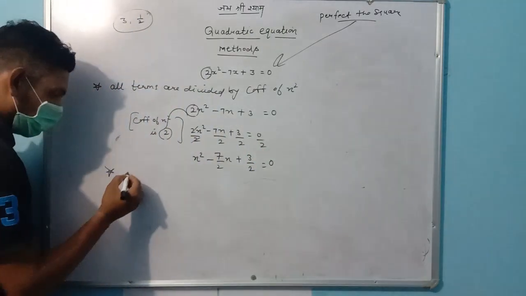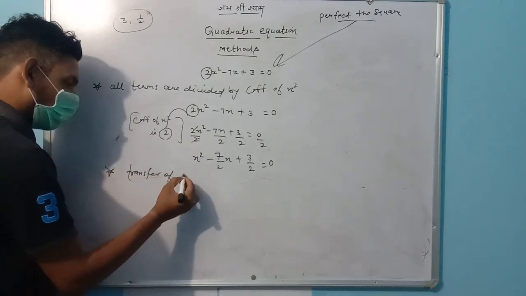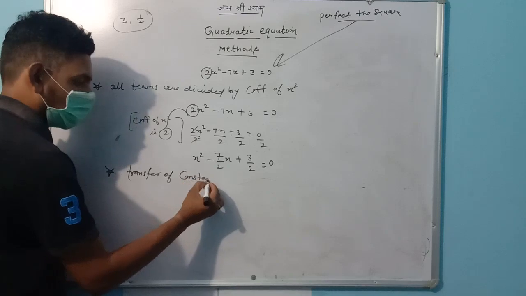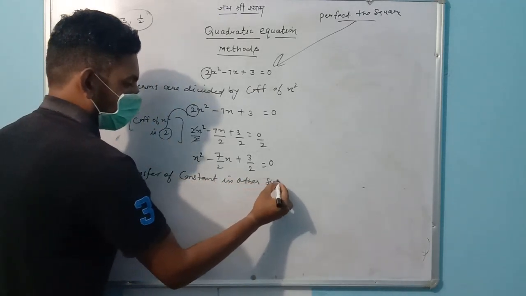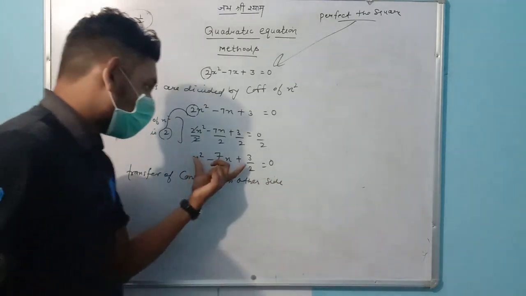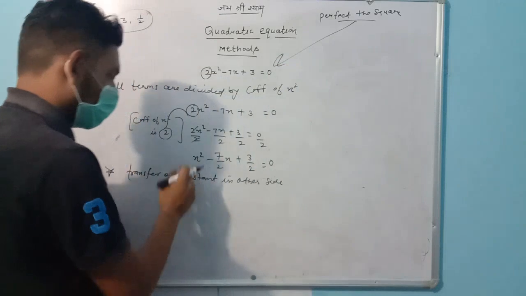Transfer of constant in the other side. Students, what is the constant in this equation? 3 upon 2 is constant, na? Then we transfer it to the other side. Okay. Then what is remaining?